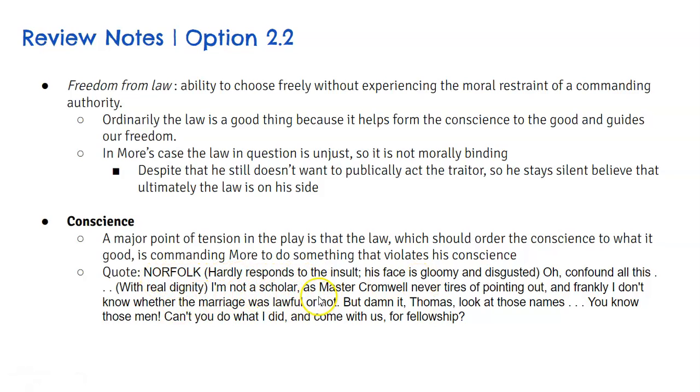"Oh, confound all this. I'm not a scholar. Master Cromwell never tires of pointing out. And frankly, I don't know whether the marriage is lawful or not, but damn it, Thomas, look at those names. You know those men. Can't you do what I did and come along with us for fellowship?"